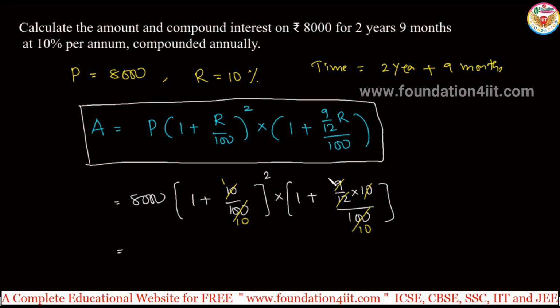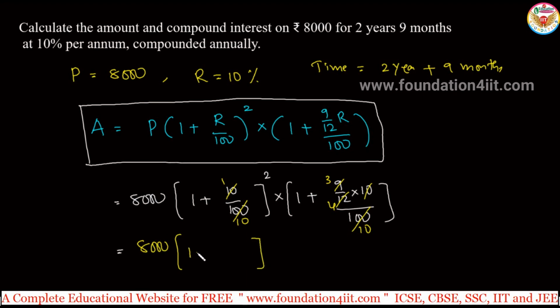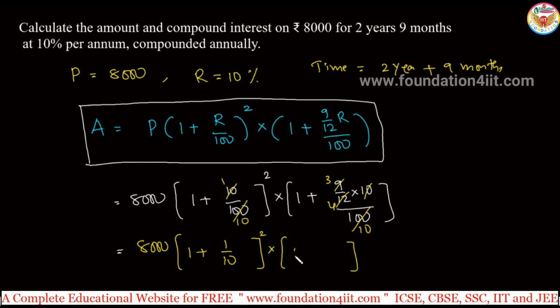9 and 12, 3 table. 3 3s are 9, 3 4s are 12. After cancelling 8,000 in the first bracket, what did you get? 1 plus 1 by 10 whole square into, in this bracket, 1 plus 3 by 4 by 10. So 3 by 40, because 4 is the denominator, 10 is also a denominator. 3 by 40.